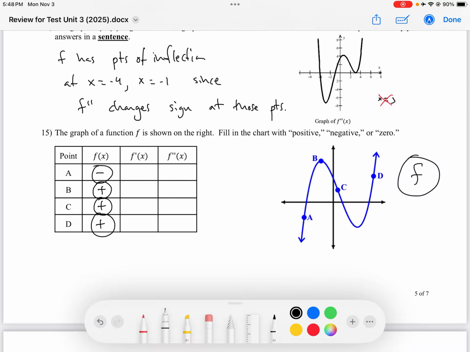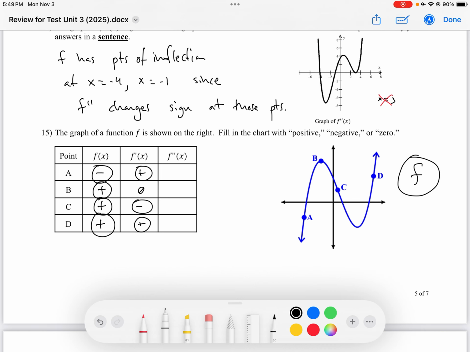Now f prime. Now we are looking for whether the function we're looking at has positive slopes, zero slopes, or negative slopes. At A, the function is increasing, therefore f prime must be positive. At B, it has a horizontal tangent. By it, I mean the original function, and therefore f prime should be 0. At C, the function is decreasing, therefore f prime is negative. At D, the function is increasing, therefore f prime is positive.